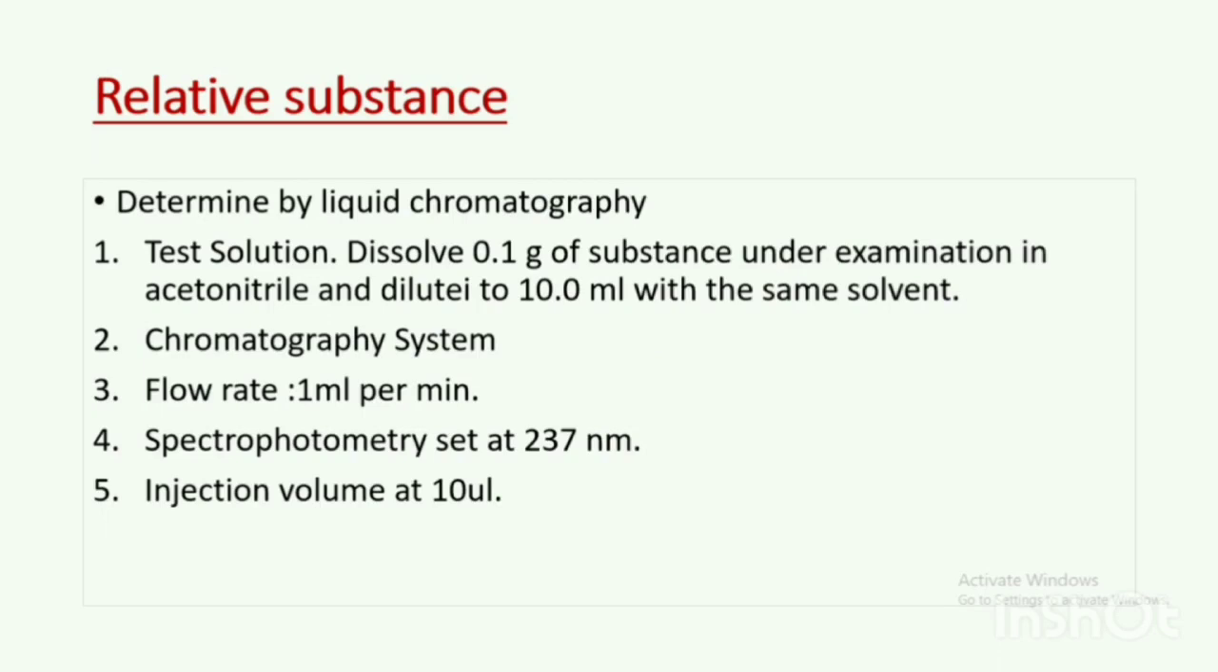Related substances determined by liquid chromatography. First is the test solution: dissolve 1 gram of substance under examination in acetonitrile and dilute to 10 ml with the same solvent. Second is the chromatography system. Third is flow rate, 1 ml per minute. Fourth is spectrometry set at 237 nanometer. Injection volume at 10 µL.